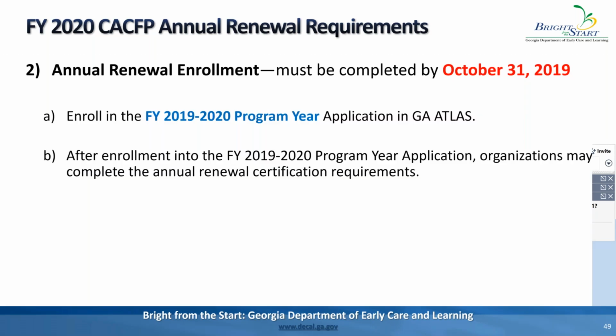The next step in the annual renewal process is enrolling in the Fiscal Year 2020 program application, okay? Institutions and sponsors can enroll in Fiscal Year 2020 on or after October 1st, 2019, but not before completing the annual renewal training. Institutions that have completed the Fiscal Year 2020 CACFP annual renewal training and assessment and have enrolled in the CACFP for Fiscal Year 2020 will have access to the Fiscal Year 2020 application on or after October 1st. After enrollment into the Fiscal Year 2020 program application, organizations may proceed to the next step in the annual renewal process.